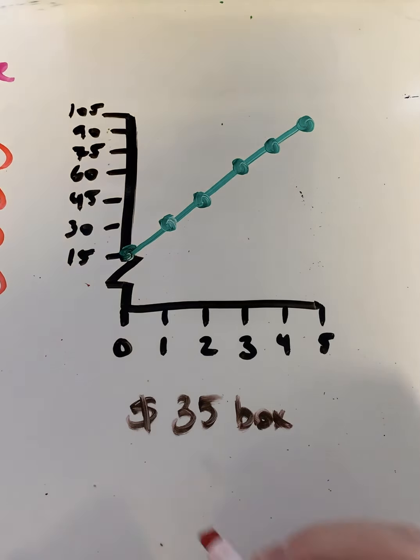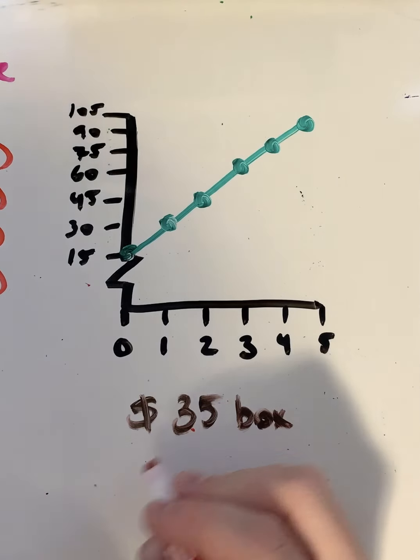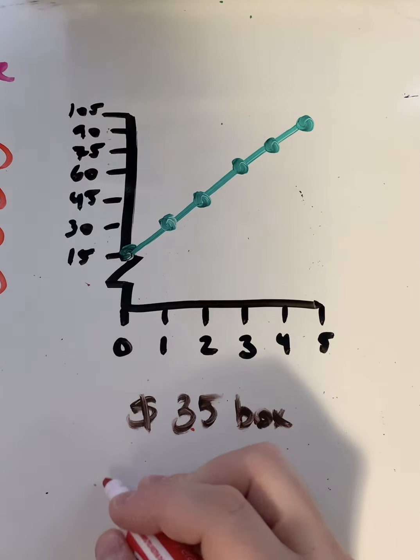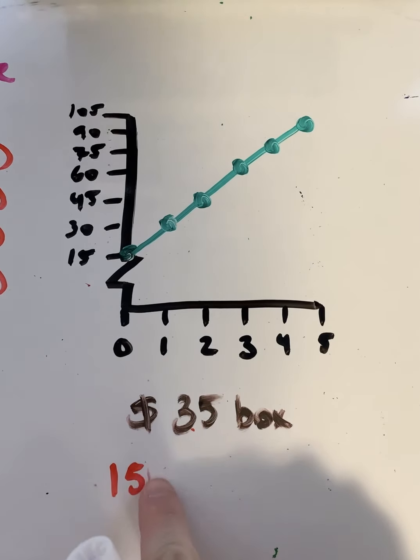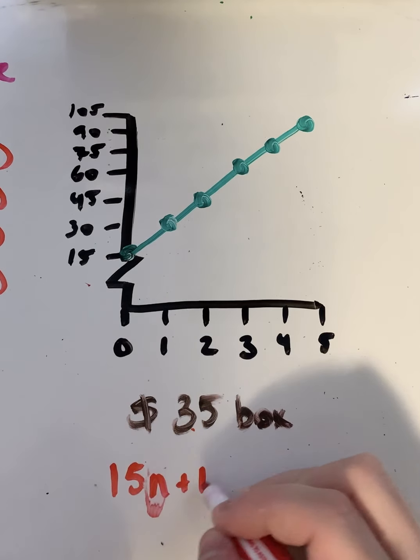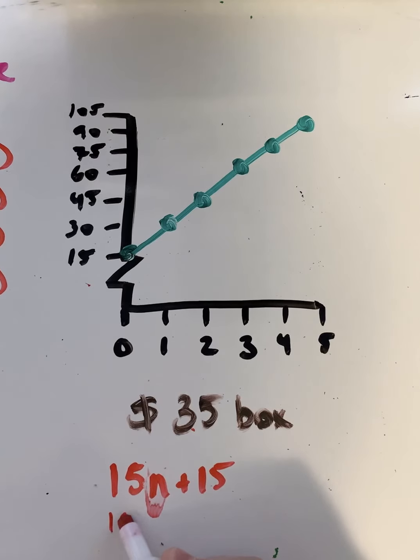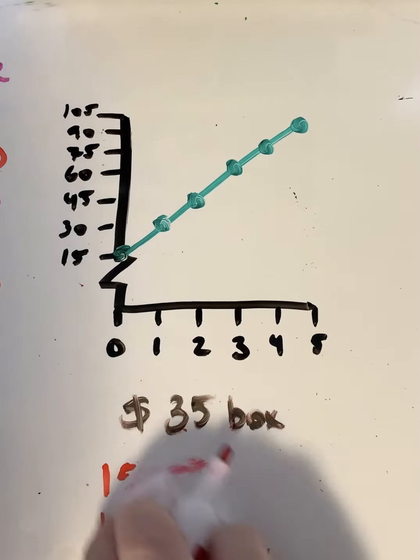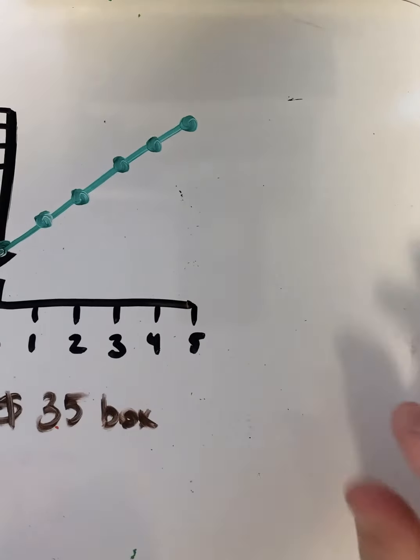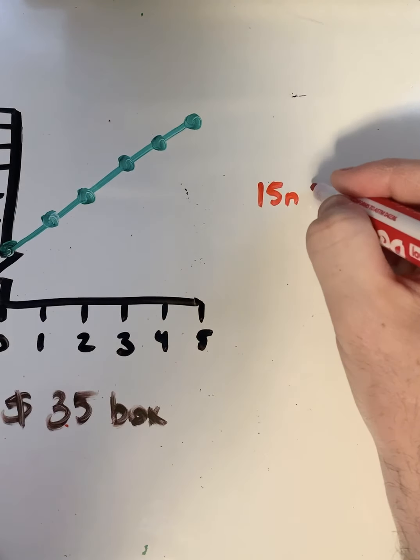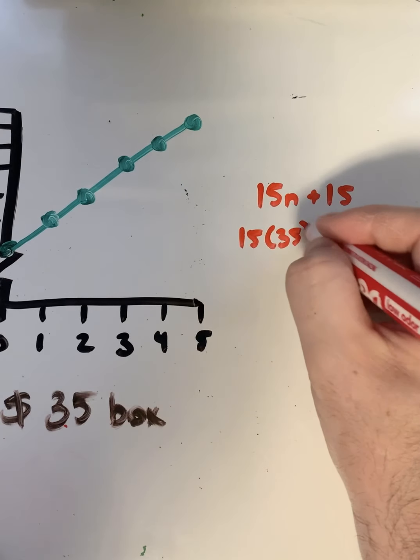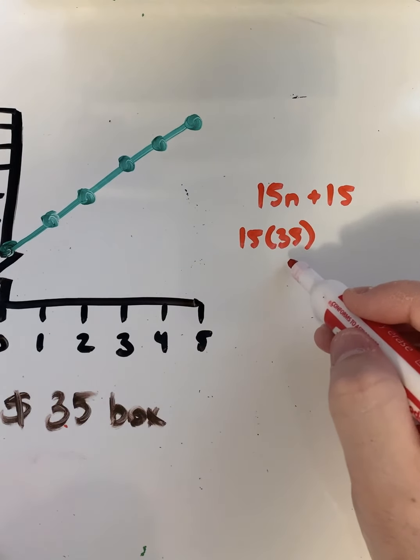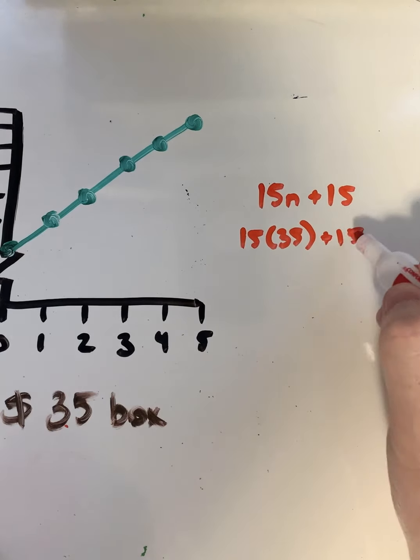And if you've said, okay, all I'm going to do is plug this into my equation. So I'm going to rewrite the expression: 15n plus 15. So I'm going to do 15 times 35. Oh, I did it so low on this page. Sorry, guys. Let's move it over here. 15n plus 15. So I do 15 and 35 because the n is representing the amount of boxes, plus 15.